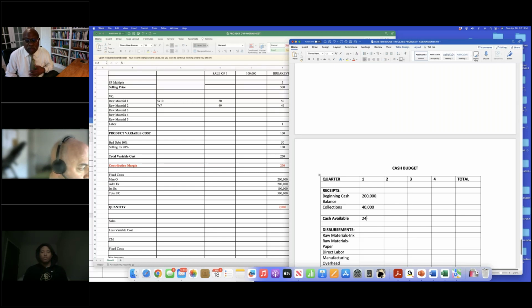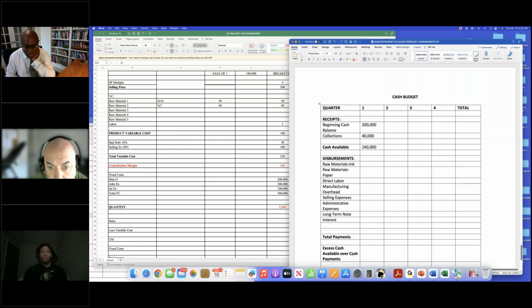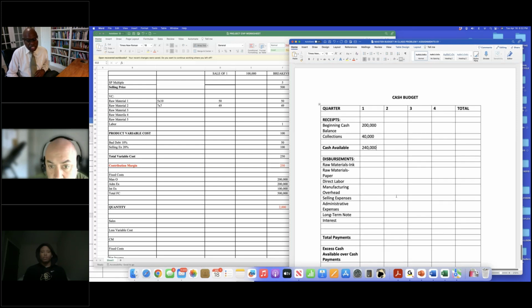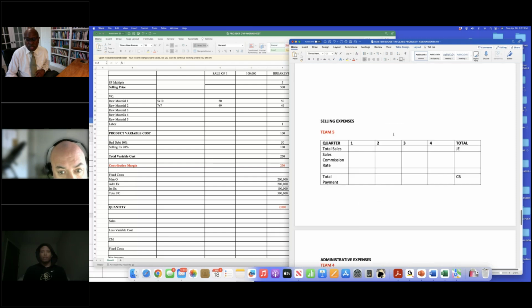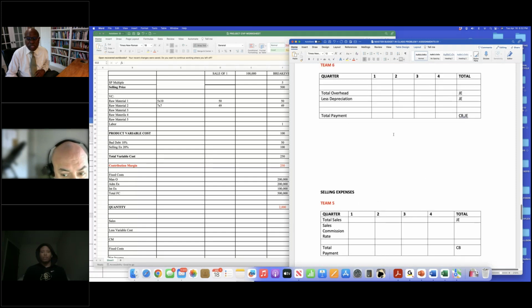And now we've got to go through all the disbursements and add them up to accomplish the same thing. Do we have enough cash or do we need to borrow? Okay. So we got our beginning cash in, cash available. So by the end of the day, hopefully we'll get quarter two done for the sales budget.